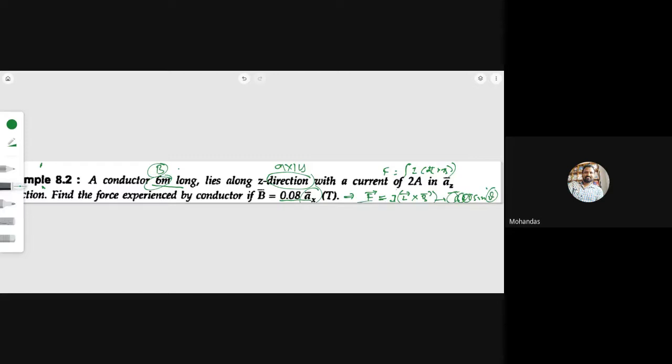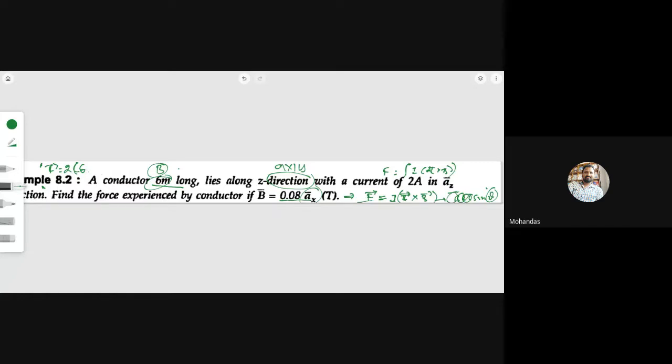Now, how to find it? What is the I? I is how many amperes? 2 amperes. What is this L? L is a vector. 6 m, as it is in meters, no need to convert.